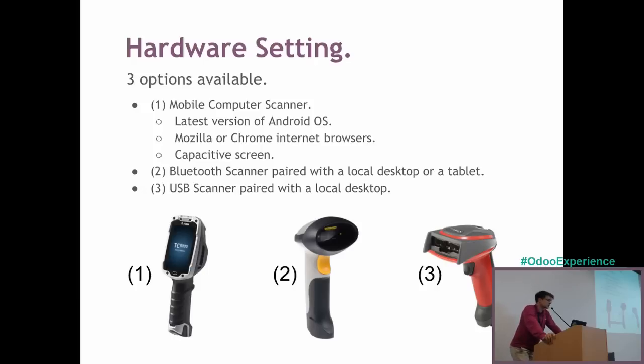But it means then that the third option would be more advisable if you have really a small warehouse where you don't need to move a lot within it, or you do all the scanning operations in a given place. So these are the three options. For my demonstration, I just took a USB scanner, a regular one, connected to my desktop.